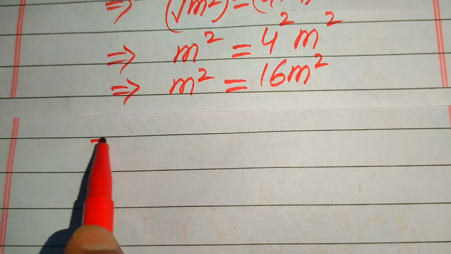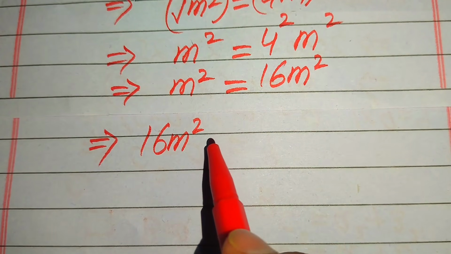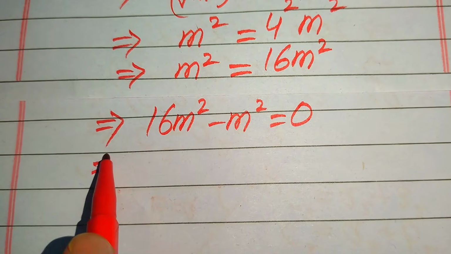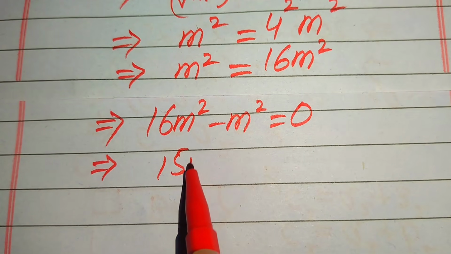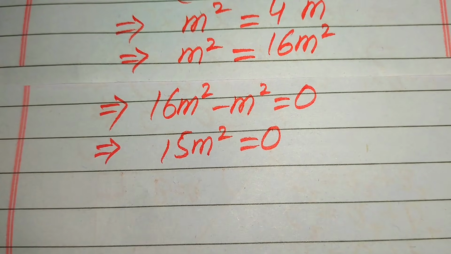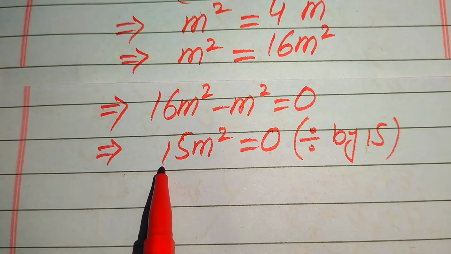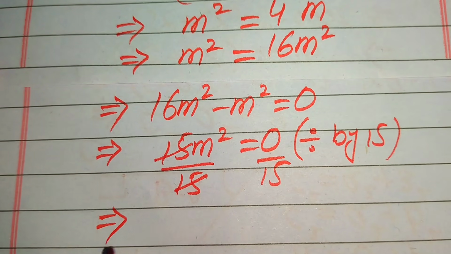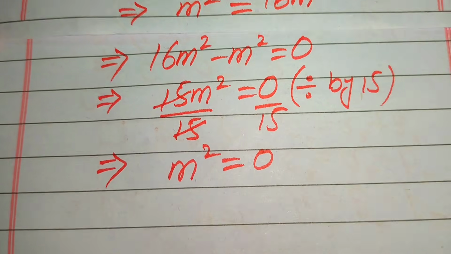And now in the next step, we move the term m square from the left hand side to the right hand side, and it will become 16 times m square minus m square is equal to 0. And here we need to subtract both of these two values, and we get 16 m square minus m square becomes 15 times m square, and this whole equation is equal to 0. And now for the value of m, we need to divide both of the sides by 15 for removing this 15 from the left hand side. And when we divide by 15, this 15 and this 15 are gone, and we get m square is equal to 0 divided by 15, which is equal to 0.